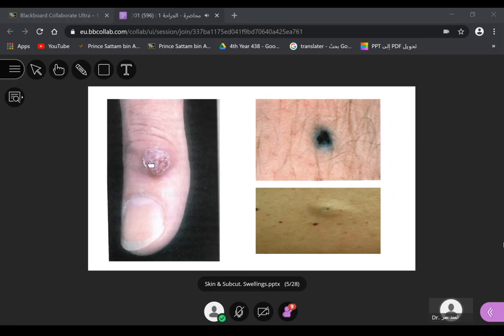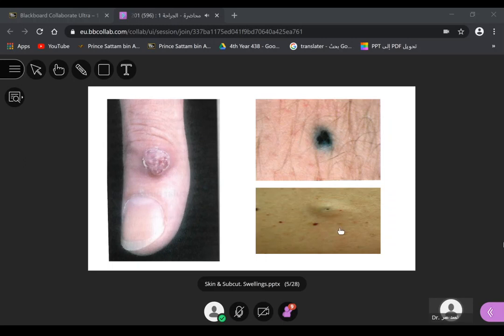Now, what do you think about this? This is an inflammatory mass. No, it looks like inflammatory. This is a granuloma. This is actually a pyogenic granuloma. As I mentioned, this usually happens in the fingers because the fingers are a site of repeated injuries. You can get repeated injuries in the fingers. So this is classically a pyogenic granuloma.